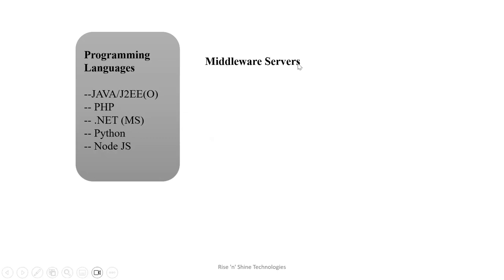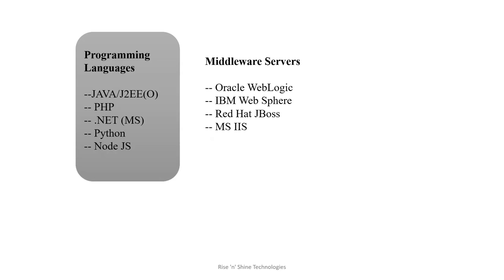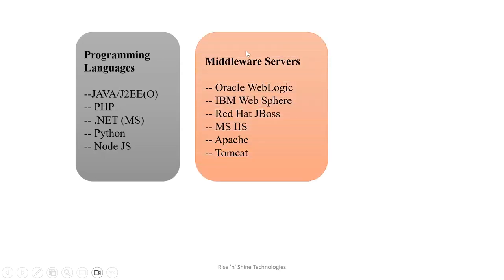That is where a middleware server is required, like Tomcat, WebLogic, WebSphere, JBoss or Microsoft IIS servers. So there are different servers on the basis of the programming language. These middleware servers will be identified. But who will decide the programming language, and for that programming language, which middleware server is required? That is the application team and application architects, they come into the picture.